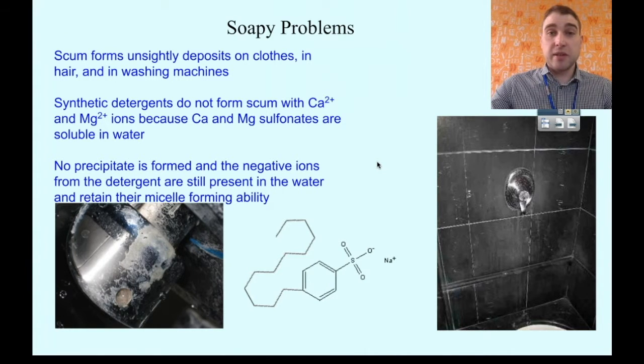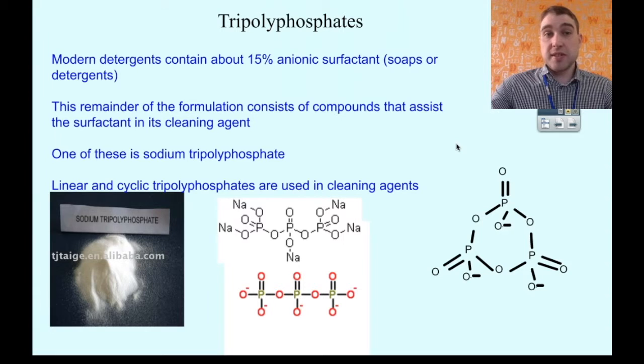Synthetic detergents, however, don't form scum. The calcium and magnesium ions do react with the sulfonates that make up the synthetic detergents, but the result is soluble in water. Because it's soluble in water, it just washes away. It doesn't get deposited on clothes or in your hair or in the washing machines. Modern detergents contain about 15% surfactant, so soap or detergent. The remainder is compounds that assist the surfactant to clean.